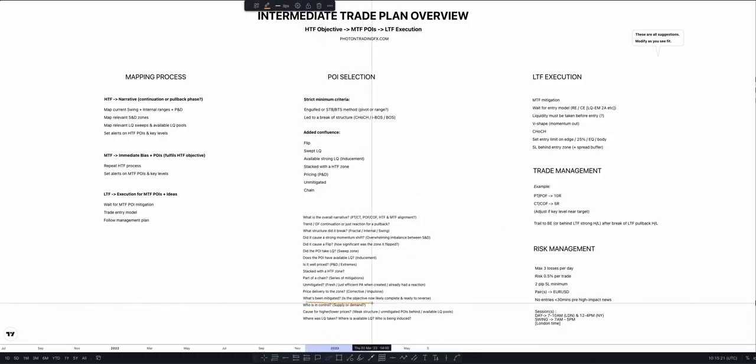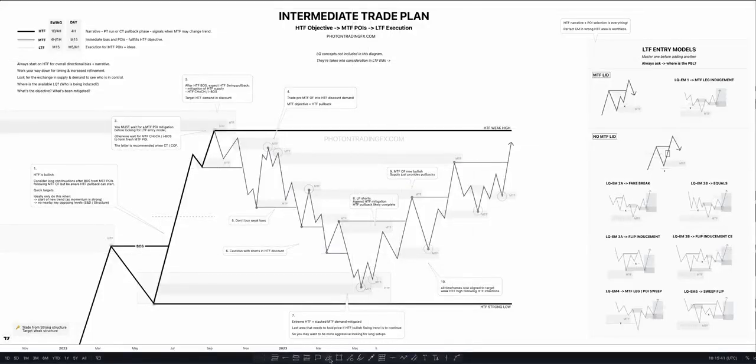What's being mitigated? This helps you really build the story. Always ask yourself that. When price is coming towards an area in which you want to trade, go, well, what's being mitigated? Why is price coming here? Is the objective now likely complete and ready to reverse? Okay, so what do I mean by that? Well, if you are, where's a good example?